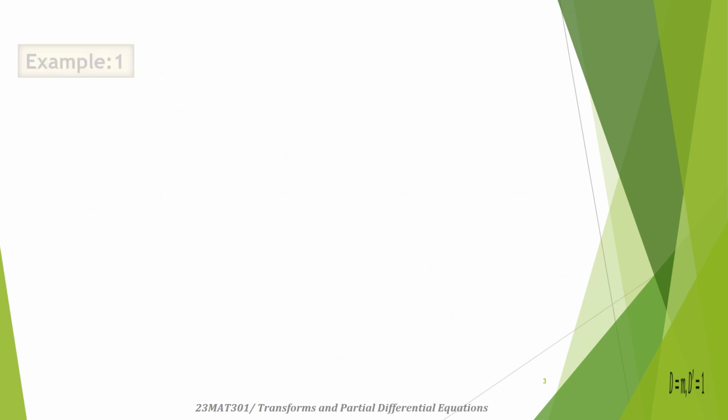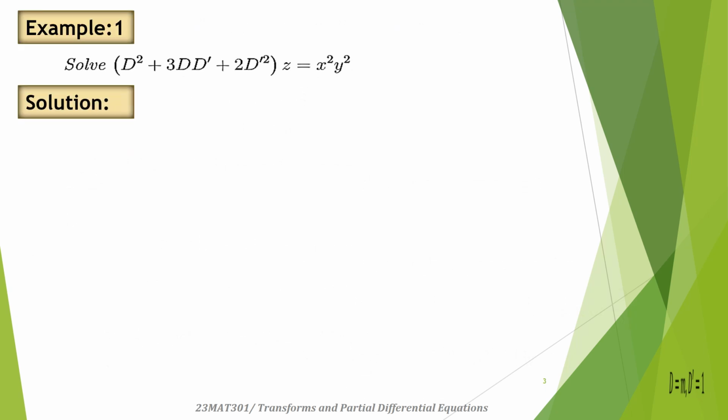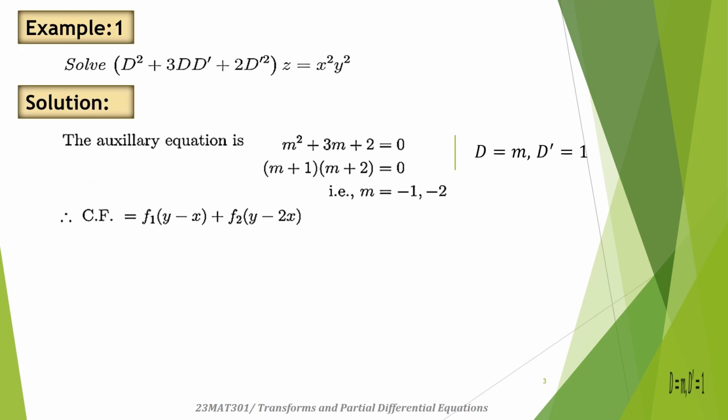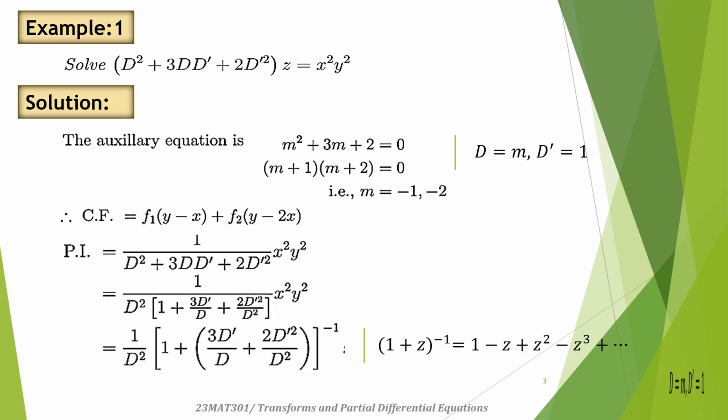Question: D square minus 3D D dash plus 2D dash the whole square. It will be easier, like you know how to solve: find the auxiliary equation, find the CF, the complementary function. Now we are moving from the complementary function to the particular integral. So for the particular integral, write it as 1 by the expression into x square y square.